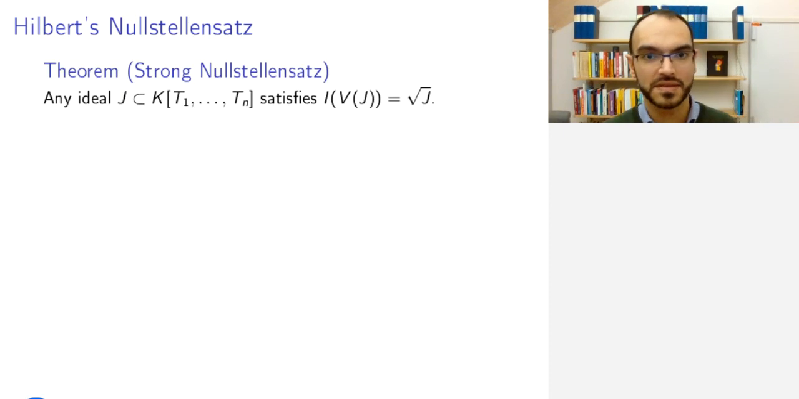But first, let's look at the strong Nullstellensatz. And it says simply that if you do what I said, so you start with an ideal, you take its vanishing set, you take the ideal of that, you don't get back exactly the ideal, you get its radical, which somehow philosophically is expected because you cannot distinguish between a function vanishing somewhere and the power of it vanishing somewhere.